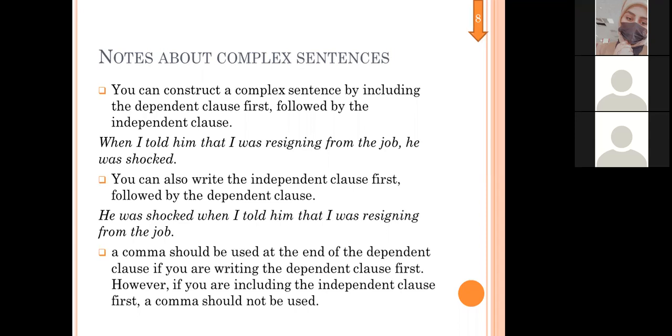Notes about complex sentences. You can construct a complex sentence by including the dependent clause first, followed by the independent clause. من ضمن الملاحظات إنه تقدر تكتب الجملة التابعة أولاً وبعدها تذكر الجملة الرئيسية اللي تحمل معنى كامل. For example, when I told him that I was resigning from the job, he was shocked.